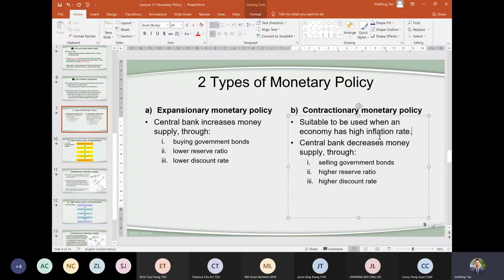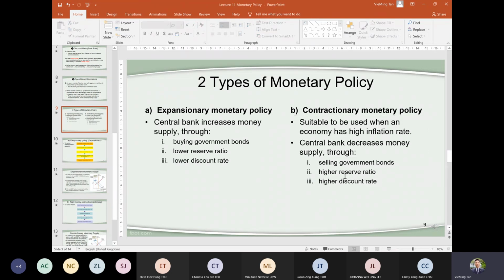So how do we address the inflation rate in the economy? One of the policies that can be used by the government is monetary policy, and this is called contractionary monetary policy. So how does this contractionary monetary policy work? The central bank has to use these three tools in order to reduce the inflation rate in the economy.